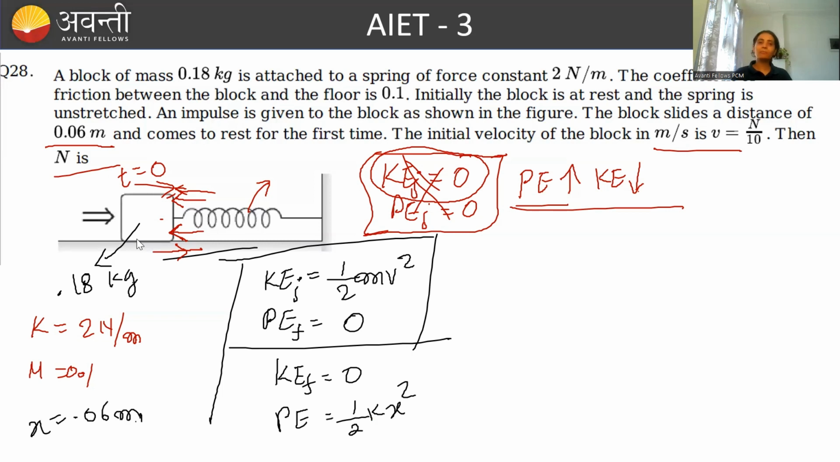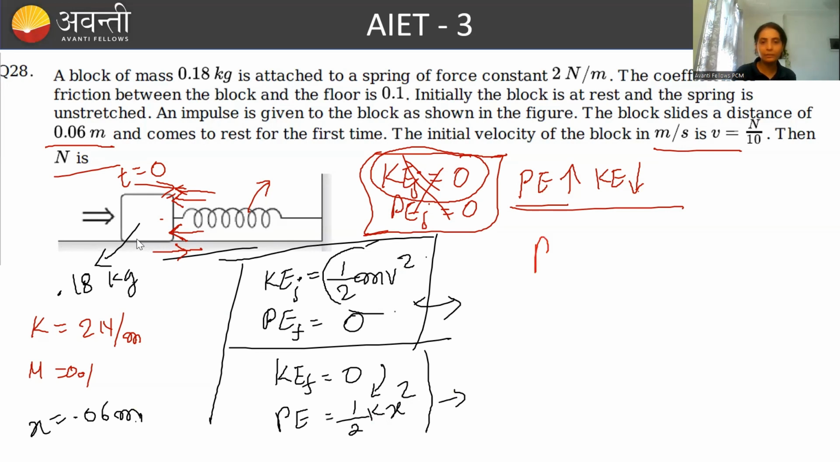But the question is, can we compare initial mechanical energy to final mechanical energy? No. Friction is acting here. So what will friction do? Friction is a dissipative force. So it will dissipate the energy of the block. So initial energy of block was half mv square. Some of its energy will get dissipated by the friction, and the rest of the energy that is not getting dissipated by friction will get converted into potential energy. Done.